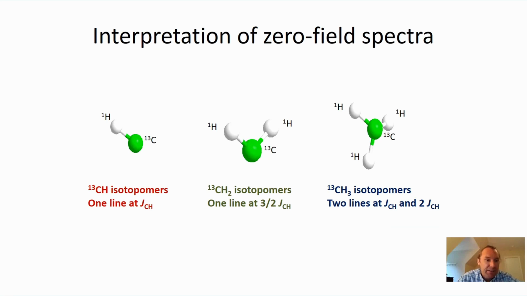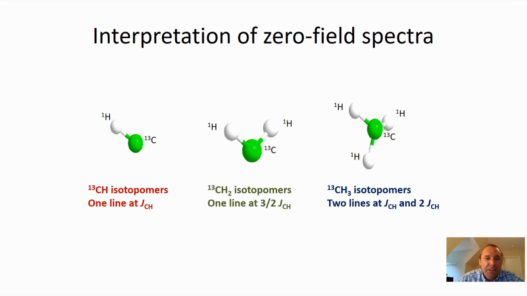Simple 2-spin systems give you 1 line at the J coupling. CH2 groups with 3 spins give you lines at 3½ times the J coupling, and then CH3 groups give you lines at 1 times the J coupling and 2 times the J coupling. So now the question is, how do we understand that? How can we analyze that?